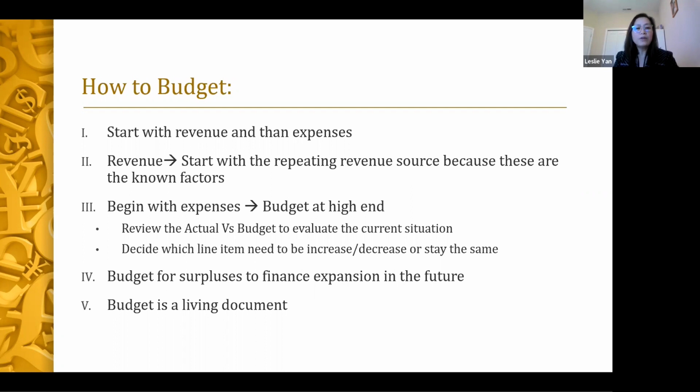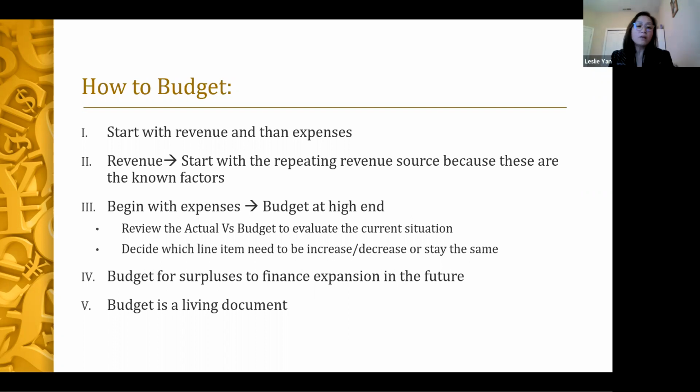The tool that I use to evaluate how much expense I need for next year is the actual to budget statement. That way I can see very clearly which line items need to be increased and why for next fiscal year, or which items need to be decreased and why we don't need that money in that line item, so I can have a better projection for next fiscal year.